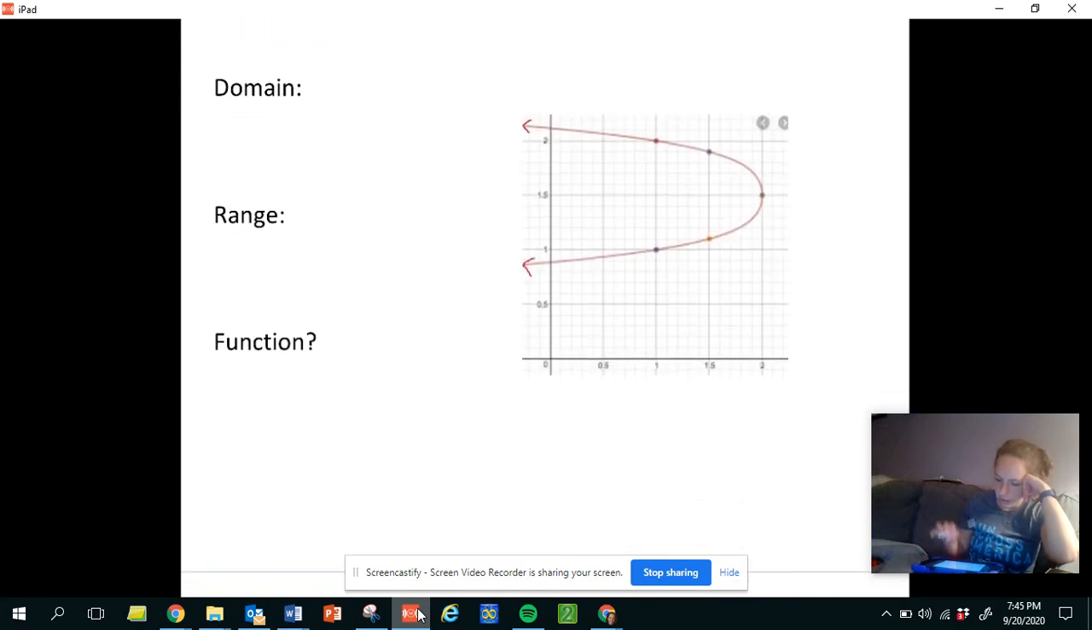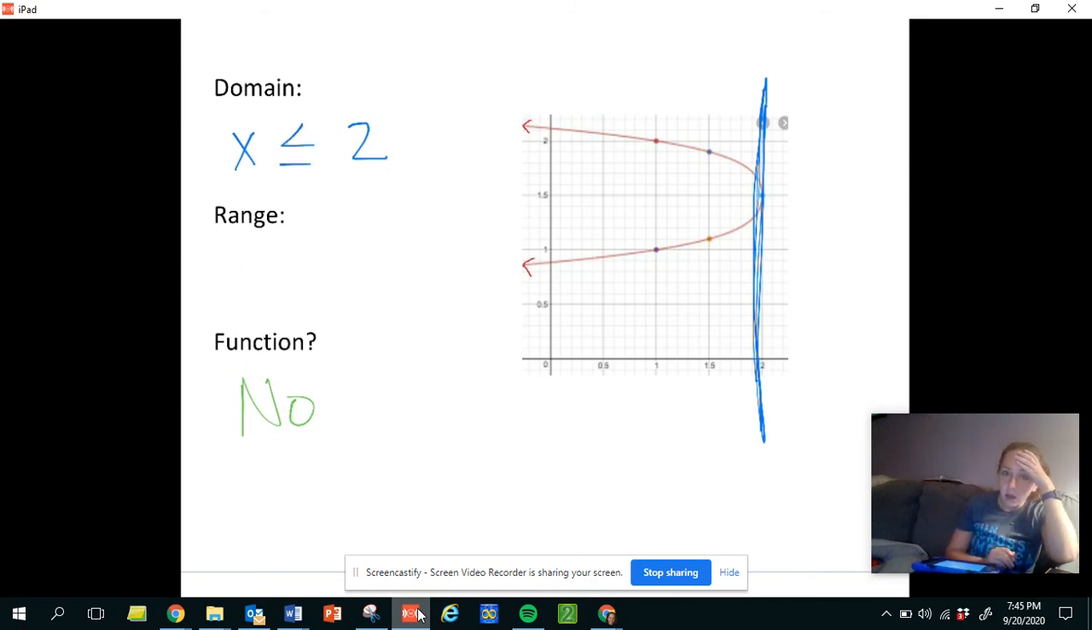Okay, for this one, vertical line test, there's lots of places I can draw a line where it touches more than one point at a time. So no, it's not a function. For domain, left and right boundaries, well, here is a boundary. Nothing is to the right of that. So my boundary is at 2, and everything's to the left. So on the x-axis, that means all of my x's are less than or equal to 2.